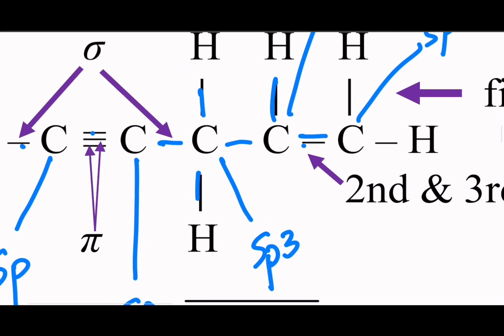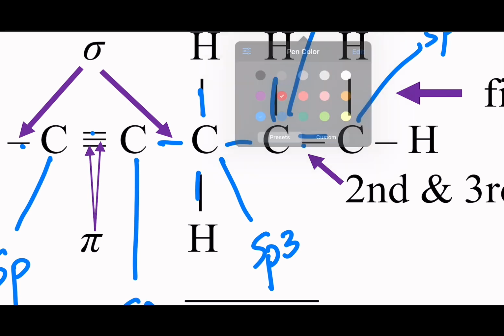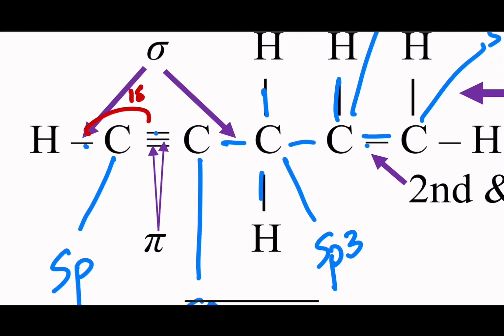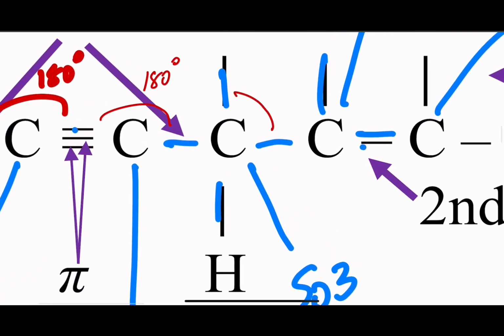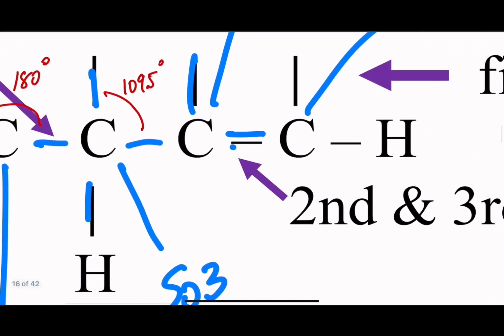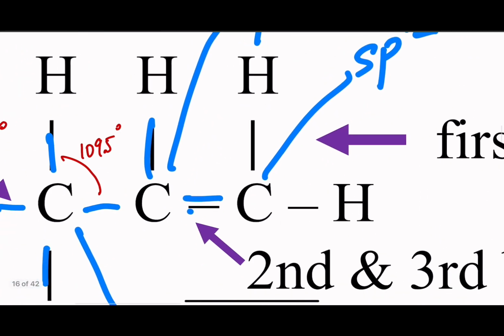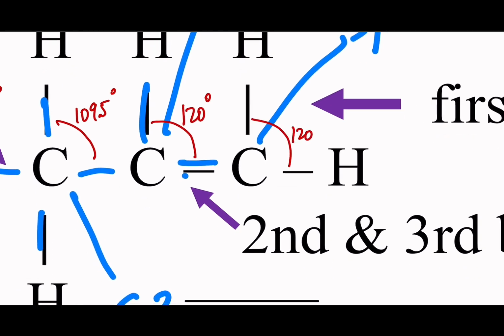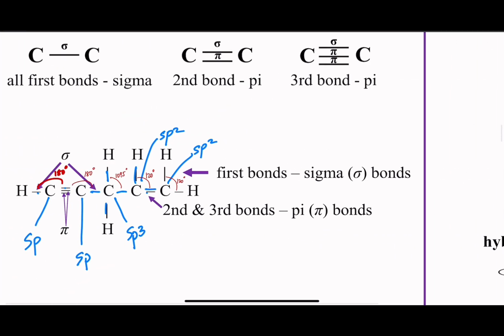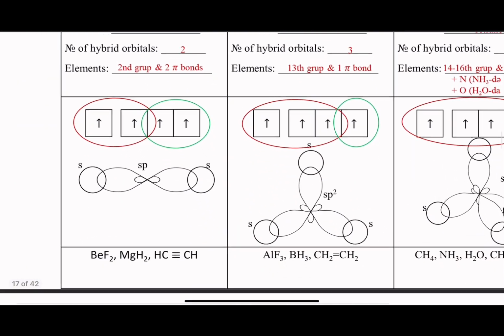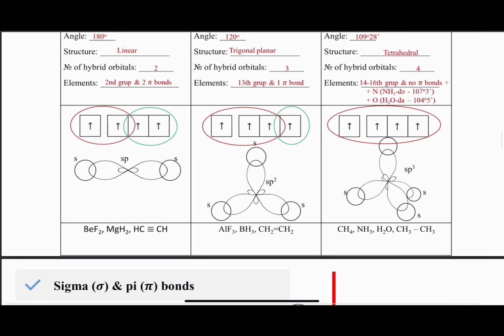And the degree over here on this one is 180 degrees, and on this one it is 180 as well. And for this one, the degree between them is 109.5 because it is sp3, and this one, because it is sp2, the degree is 120 degrees, and 120 degrees here as well. Okay, so we have this, and overall the summary table is here.